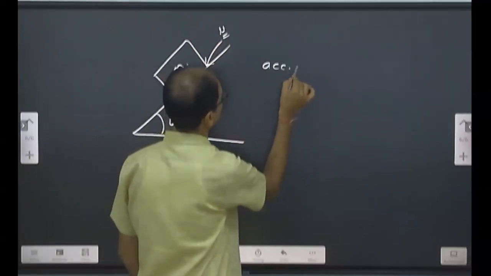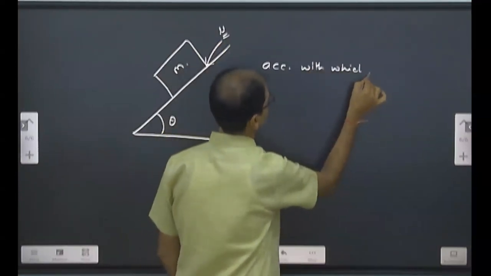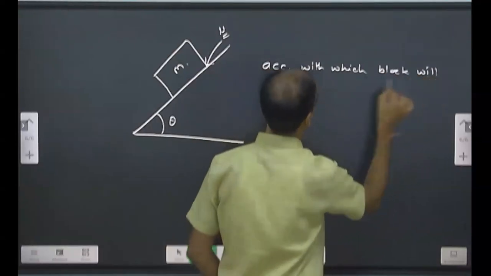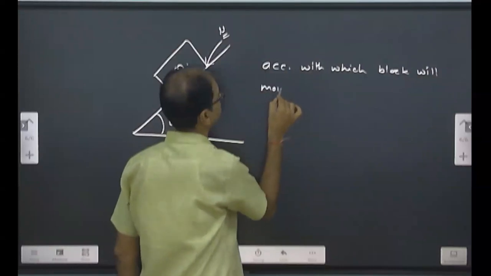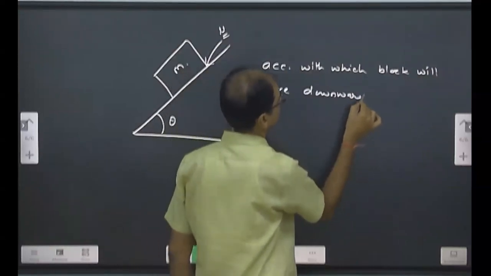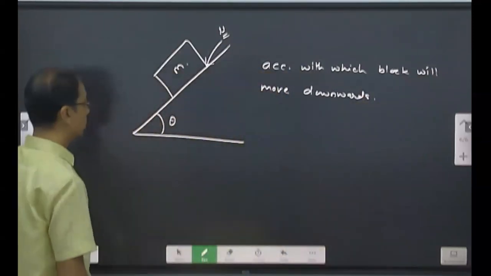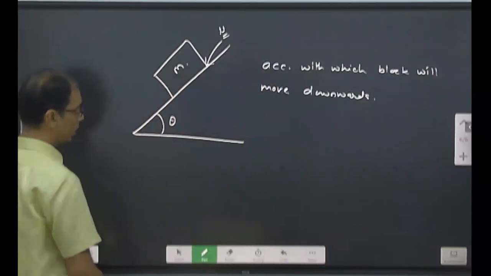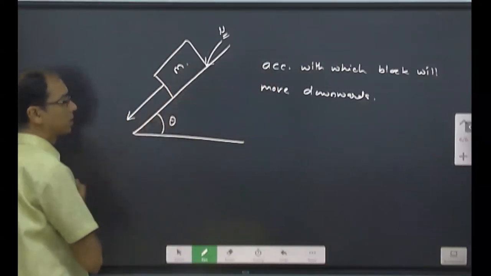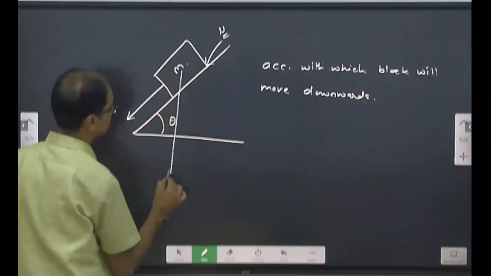Acceleration with which block will move downwards. Okay, we'll see. What we can do in this one? Let's find out first of all what force is acting in this direction, because in this direction only the block will move. We all know that mg is acting like this.